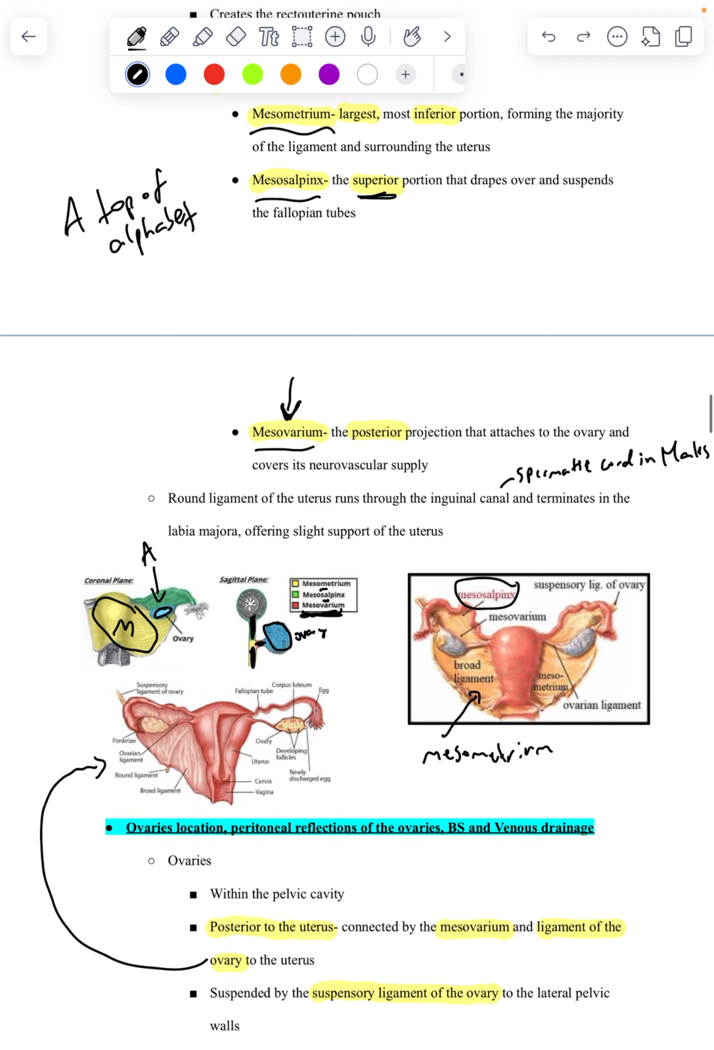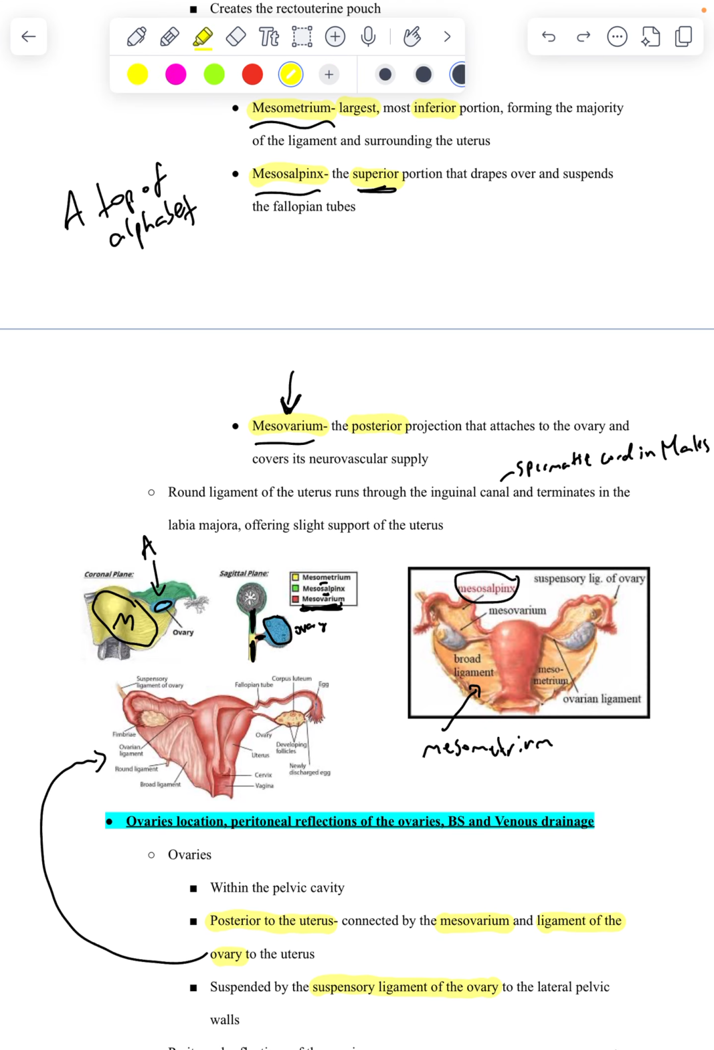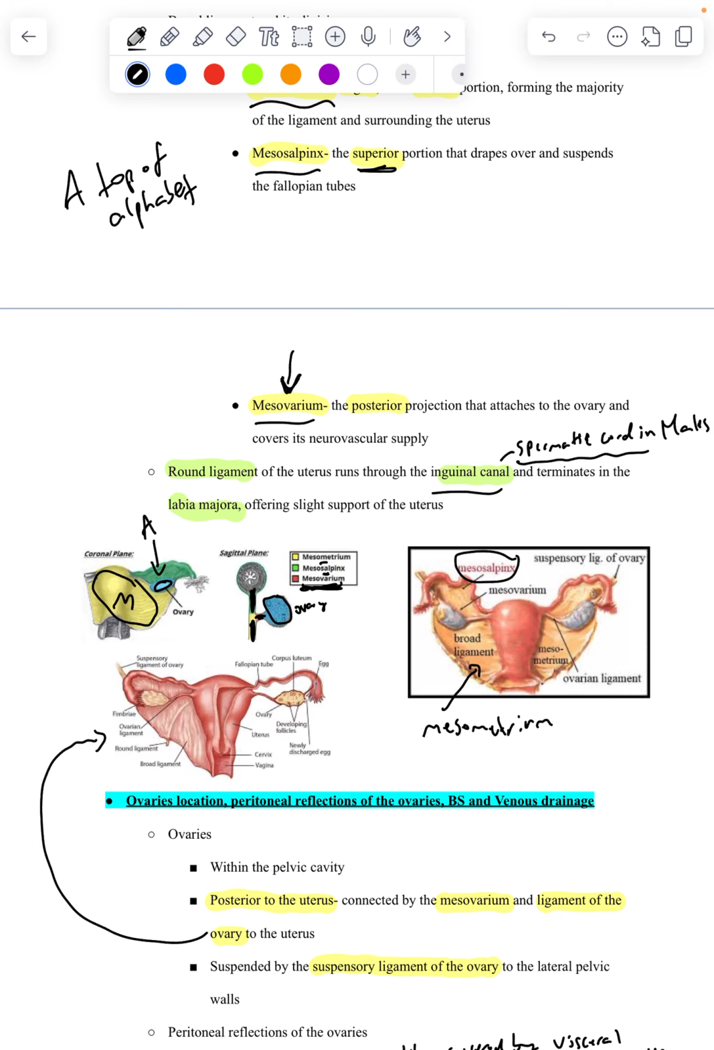You also have a round ligament. So what's key about this is that it goes through the inguinal canal, terminates in the labia majora of the vagina, supports the uterus, whatever. The key thing about this is in females, the round ligament is what goes through the inguinal canal. In males, the spermatic cord.